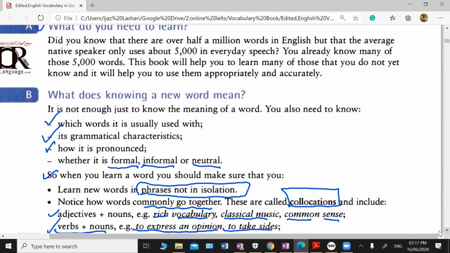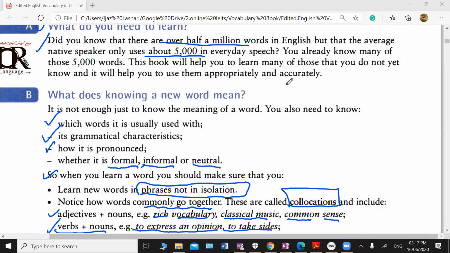Okay, so starting from the first part which we studied here, that there are about 500,000 words, and how many words does a native speaker require to speak? So can you just briefly summarize something which we have studied? Okay. At first, they said that there are about half a million words, of which native speakers use around 5,000 words in everyday speech.